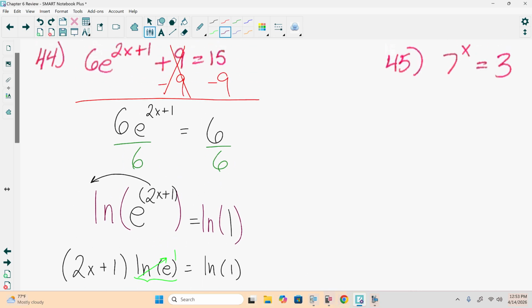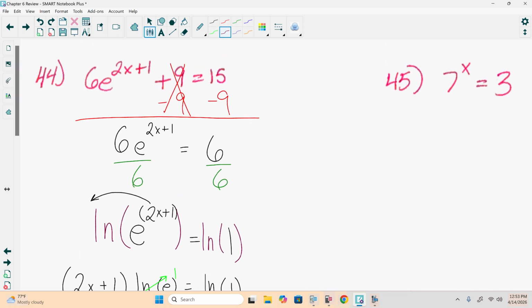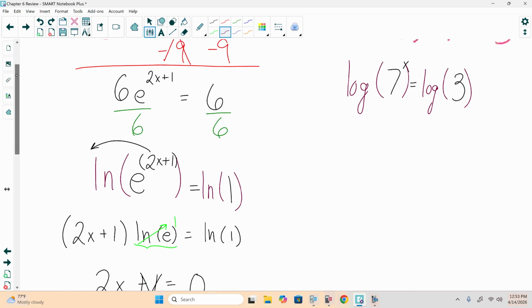All right. Let's go on and look at 45. 7 to the x is equal to 3. Now, because this one here does have one base on either side, we don't have to do anything to get those bases by themselves. And because the base is not e, we can apply a log to both sides. And specifically, the log that we want to apply to both sides is going to be log base what? 7. Log base 7.